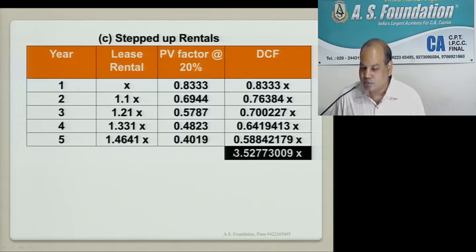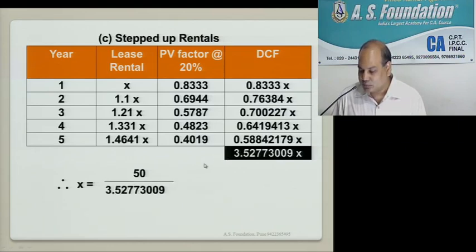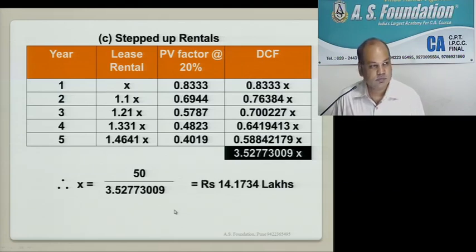If PV of cash inflow is equal to PV of cash outflow, the discount rate you have used is the IRR. So the required rate of return is 20%. This number is equal to 50. Therefore X will be equal to 50 divided by 3.5277. So X will be equal to 50 by this number. Solve. What is your answer? 14.1734 lakh.